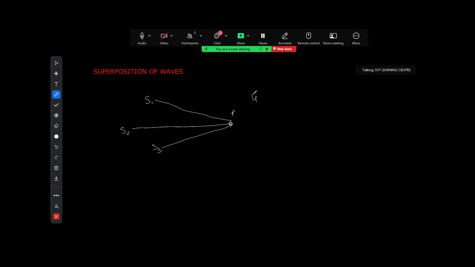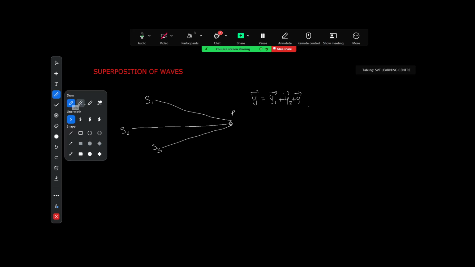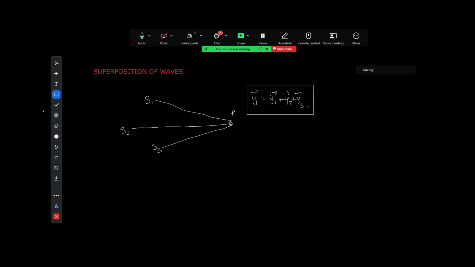Then the resultant displacement at P will be equal to the vector sum of the displacements of the individual waves, correct? This is called the principle of superposition. That is, the resultant displacement will be the vector sum of the displacements of individual waves. Now this fact we will be using very often. So let's go and study. In this part we will be studying two important things. One, we will learn the phenomenon of beats, and the other would be the phenomenon of stationary waves.